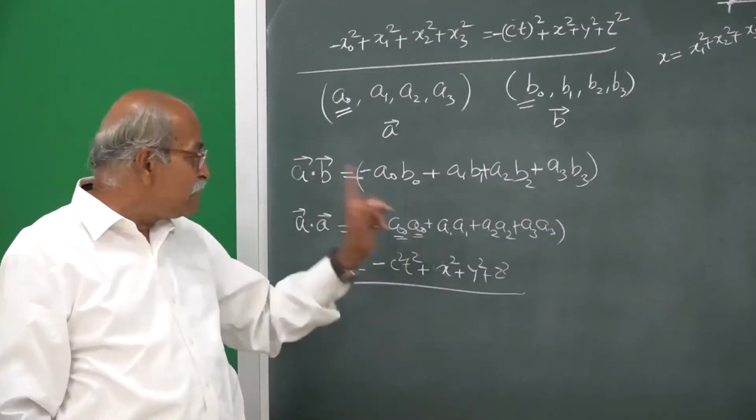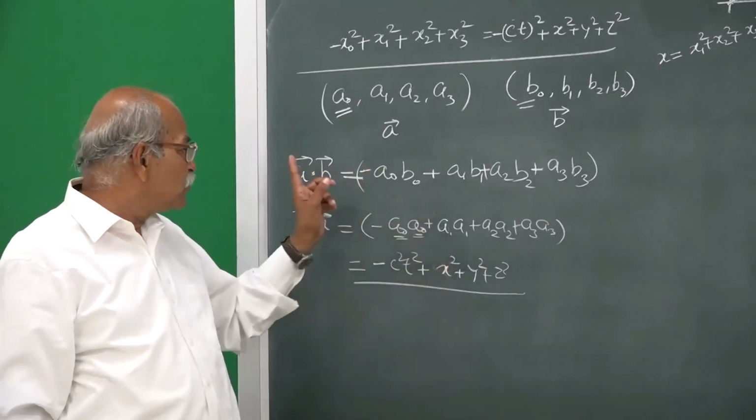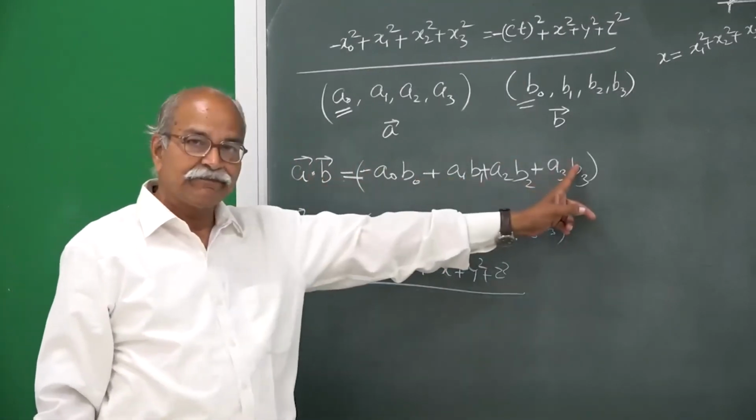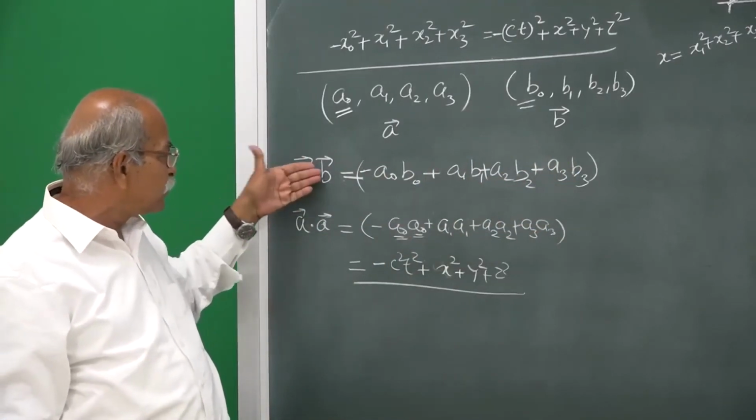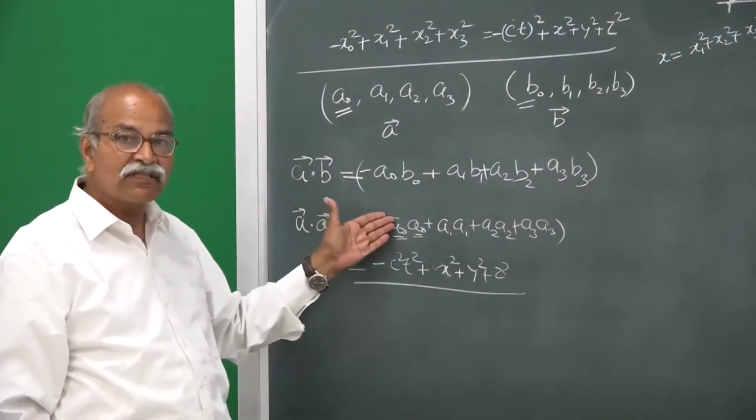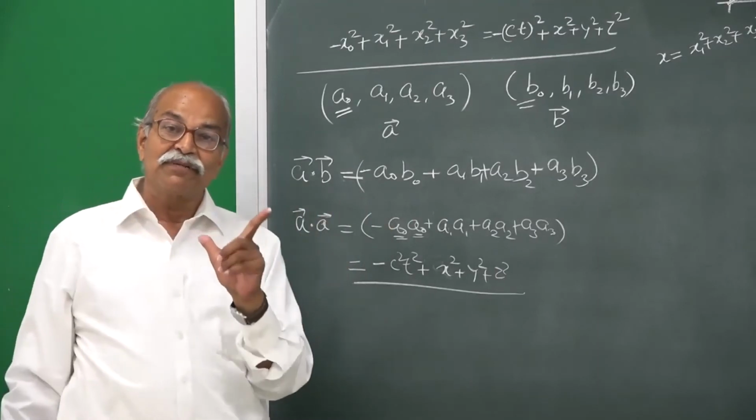So define the dot product by this equation, and correspondingly that definition remains the same: take the dot product with itself, that gives the magnitude square, and the magnitude remains invariant.